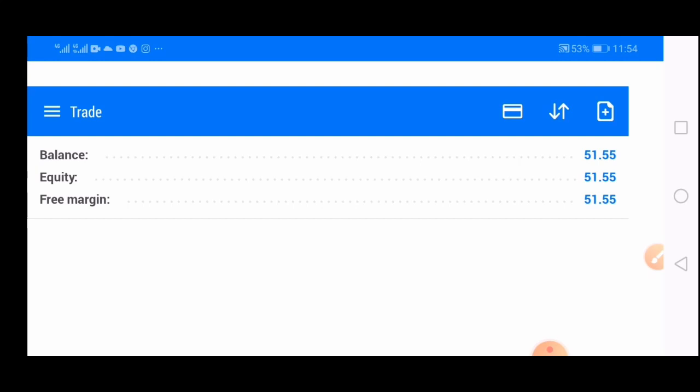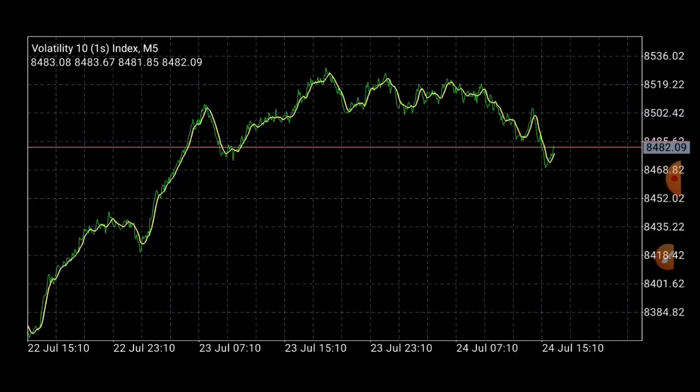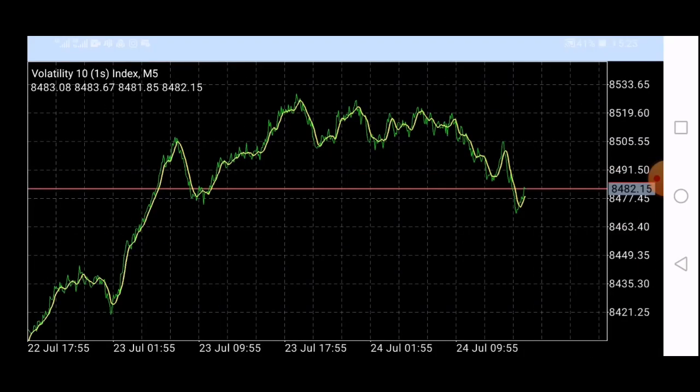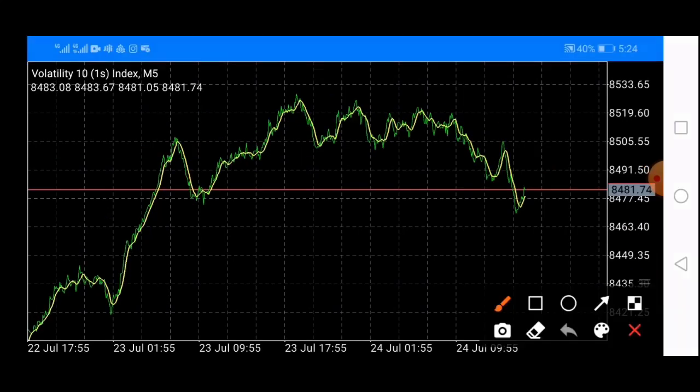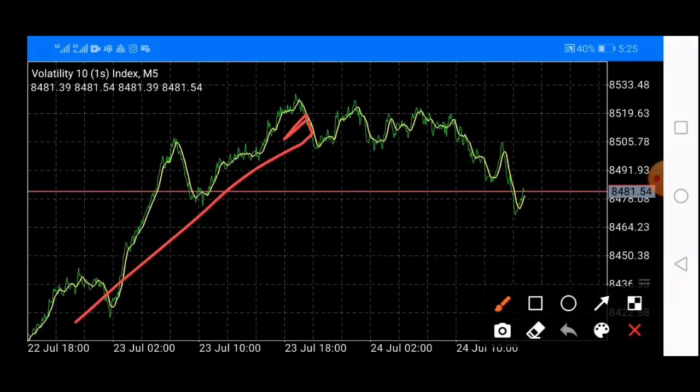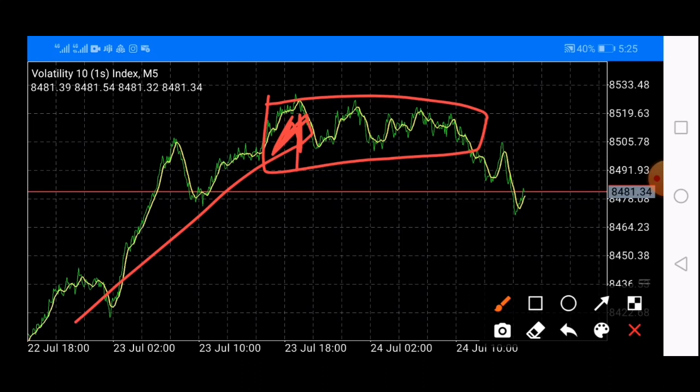I'll take another trade. Probably you'll see how I hedge. This is the Volatility 10 (1s) Index, and this is the 5 minute time frame. Looking at this chart, you see here it was a little bit of a volatile upward trend. Then somewhere here it was consolidating as the market was ranging. It wasn't making any visible upward or downward trend. Currently it's making a downward trend, and this looks like a volatile downward trend.